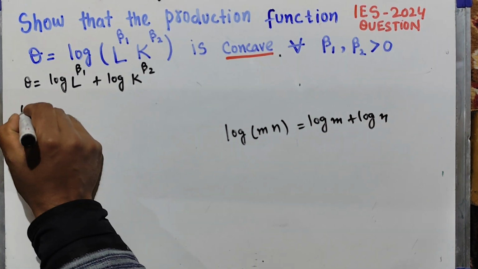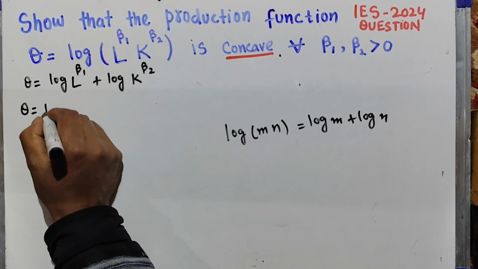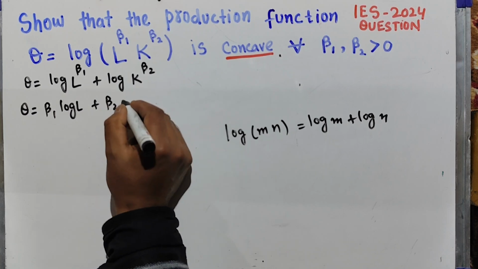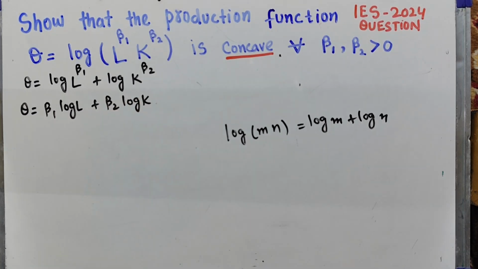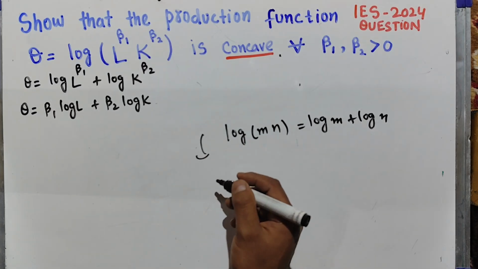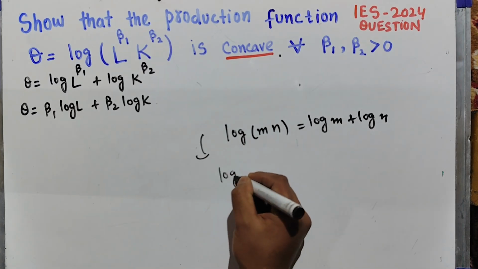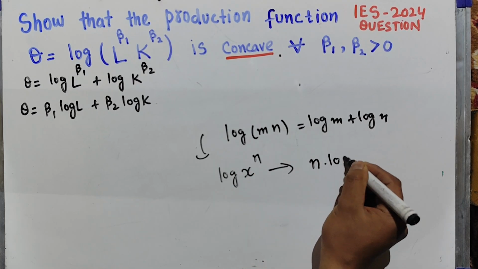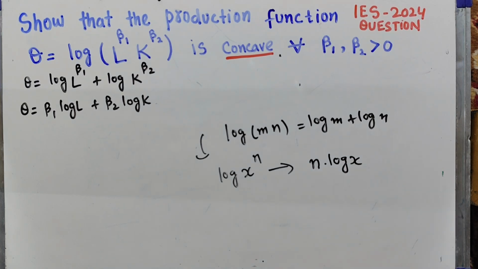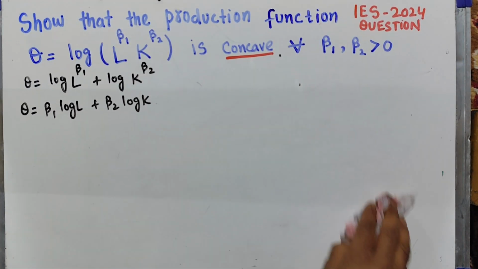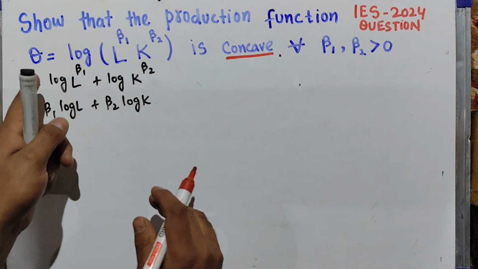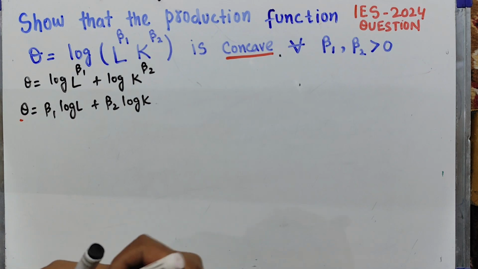Can I further simplify it like this? Q is equal to beta 1, I will make it coefficient, log L plus beta 2, again it becomes coefficient, log K. How do I write it? Again it comes from the law of logarithm. That is, if we have log x raised power n, it can be written as n times log x. Okay, so don't need to worry. Sorry for my English. Now I have simplified a little bit the given production function.